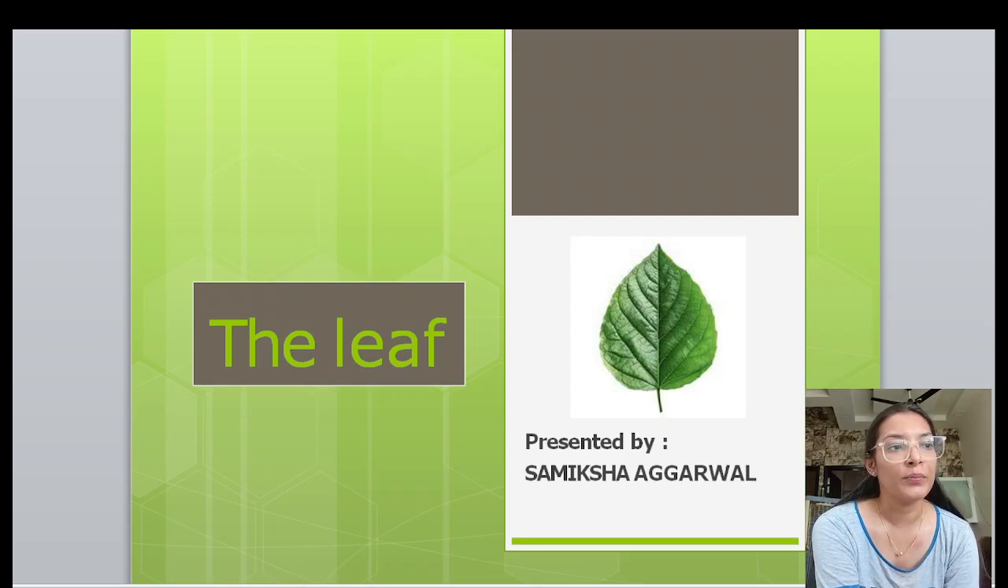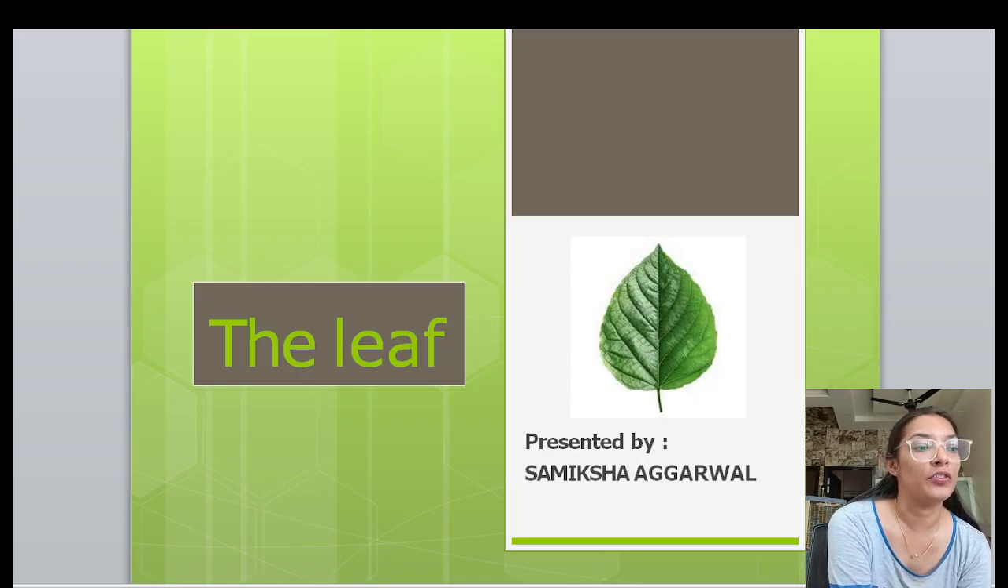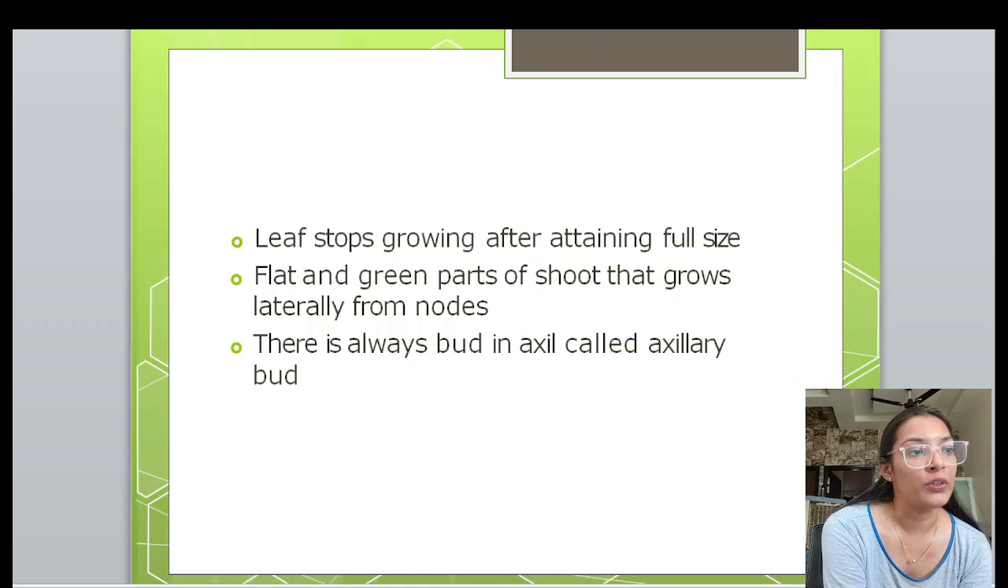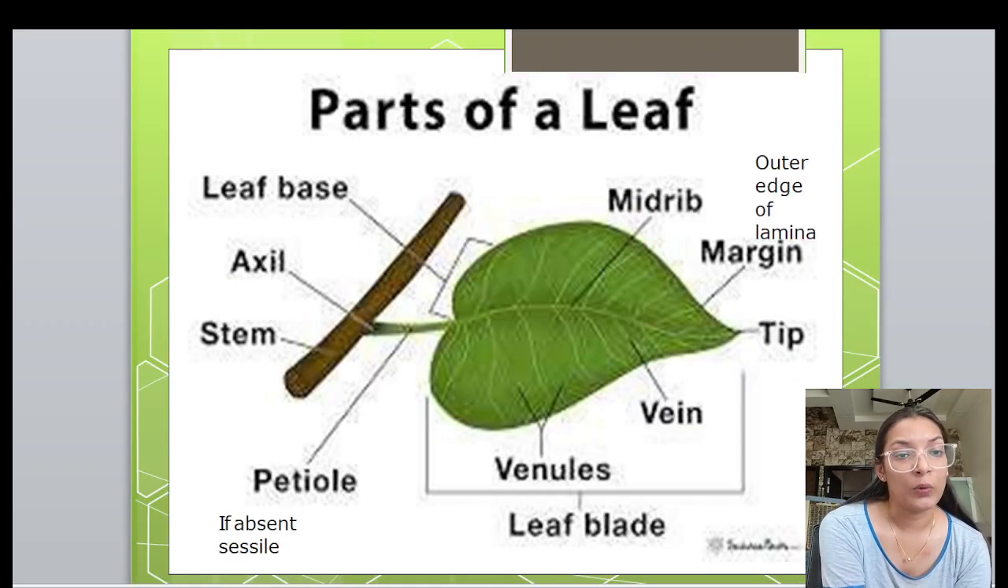So, we were taking up the first chapter, which is The Leaf from Selina publication. Till now, we have discussed the shoot and the root system. Now, let's move to the parts of the leaf.